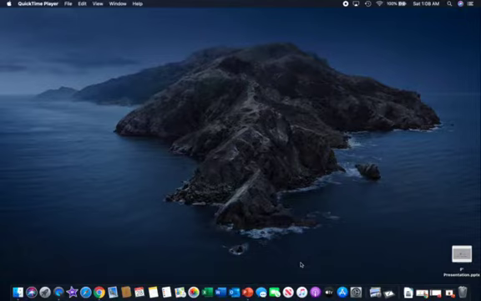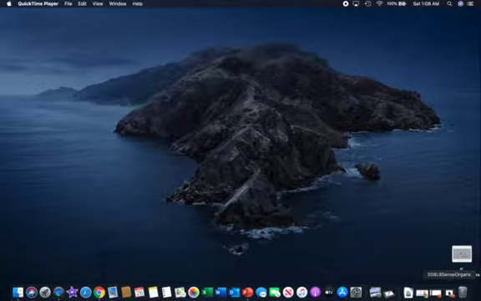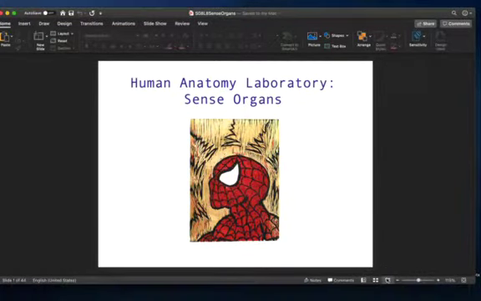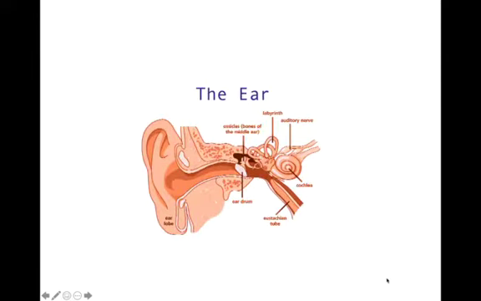For the sense organ lab, which is going to cover 2 of the 5 special senses, which is going to be ear and eye. All right, so what you want to do, guys, is I'm doing this lab intro. You're going to want to kind of follow along with your lab manual. All right, so let's get started. So the first topic we're going to talk about for this particular lab is going to be the ear.